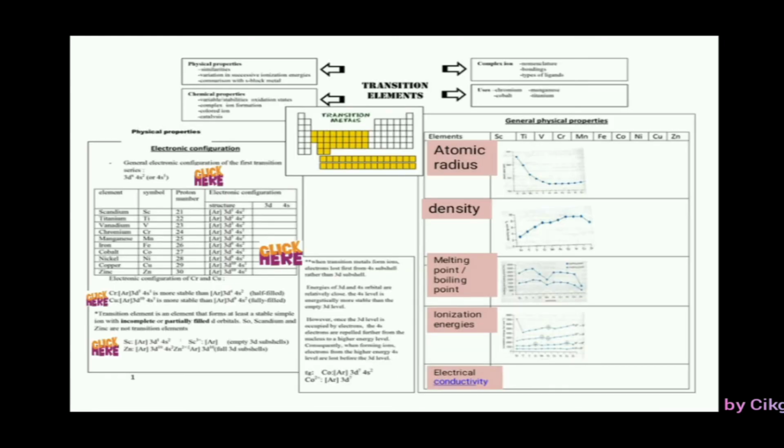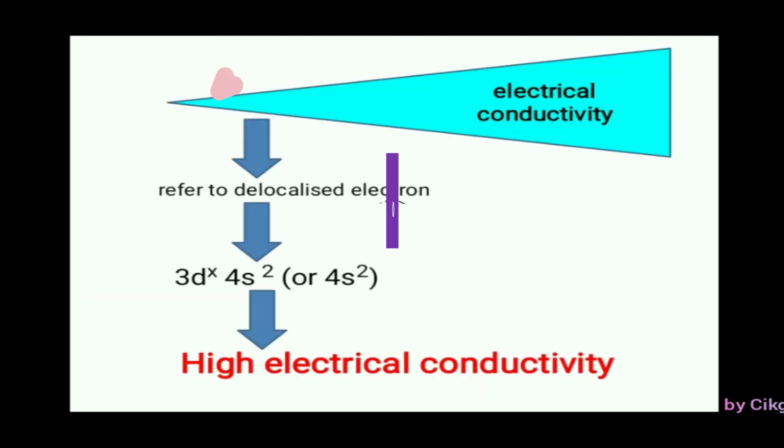The last physical property is electrical conductivity. Let's take a look. Across the period, we can see that the electrical conductivity is increasing. Why? When we talk about electrical conductivity, we must refer to the delocalized electrons and the valence electronic configuration of transition elements. It consists of 3dx and 4s2 or 4s1.